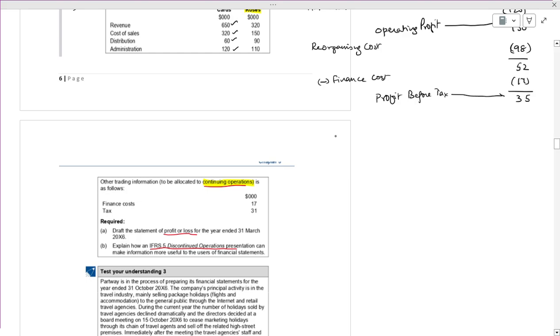Any doubt? You ask me. From where we got this. Next, you have to pay tax. Again, you understand, we have to take only continuing operations. How much tax are we going to pay? Tax we are paying 31. It comes to 4. This is profit after tax.